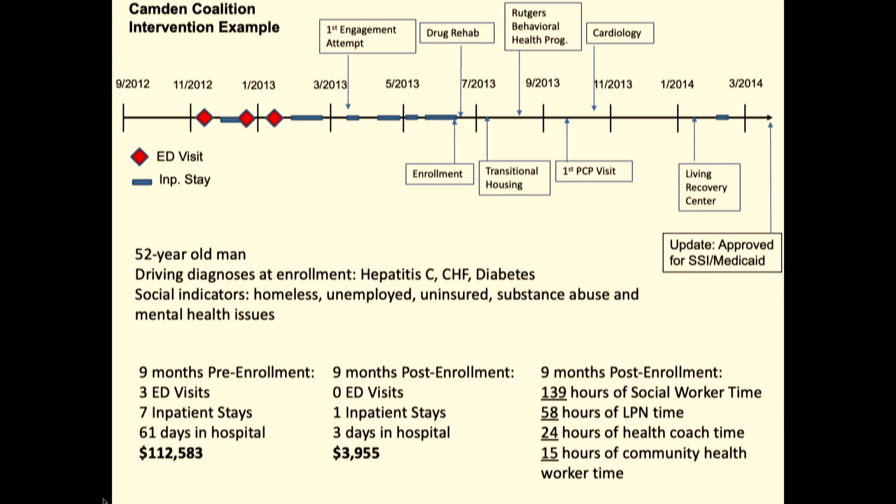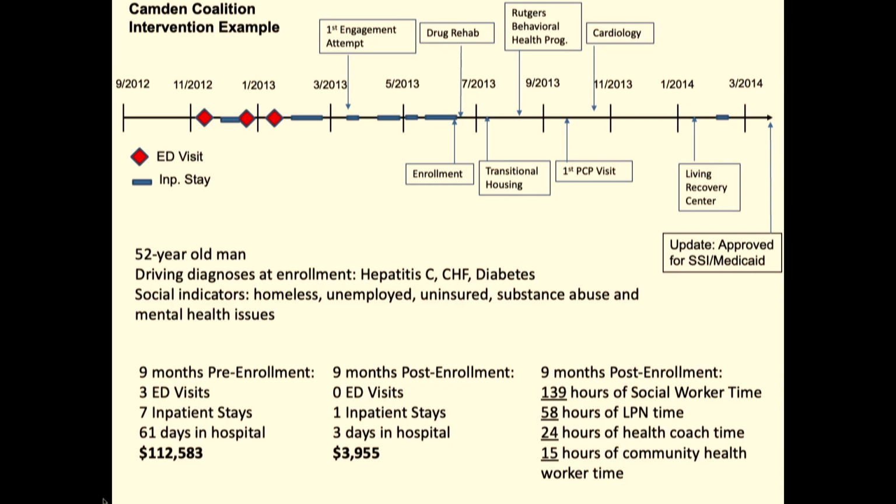So the good news is the Camden Coalition has been collecting this very detailed data on how the care teams interact with the patient, how much time is spent in each encounter, and they have a very good database that we ended up using. So this is an example of a complex care intervention.